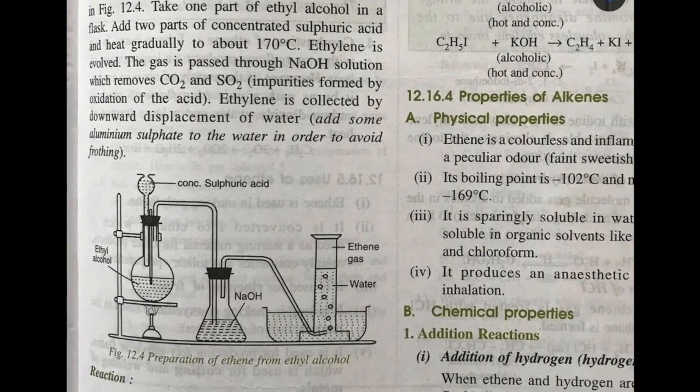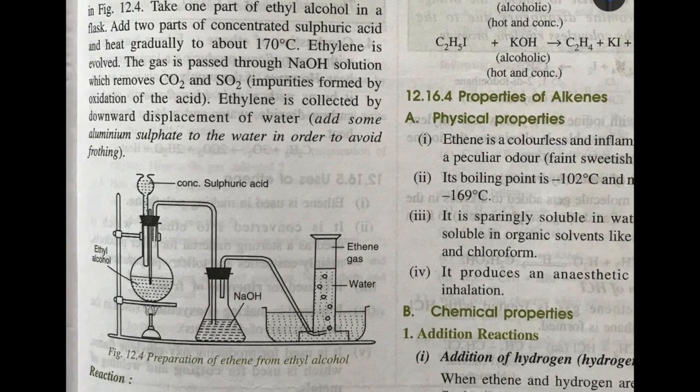Let us take a look at the apparatus. You can see a round bottom flask in which ethyl alcohol is added, and then there is a thistle funnel here in which you have concentrated sulfuric acid. The ratio of ethyl alcohol and concentrated sulfuric acid is 1:2. That is, you take 1 part of ethyl alcohol and 2 parts of sulfuric acid, and then we heat it by means of a Bunsen burner.